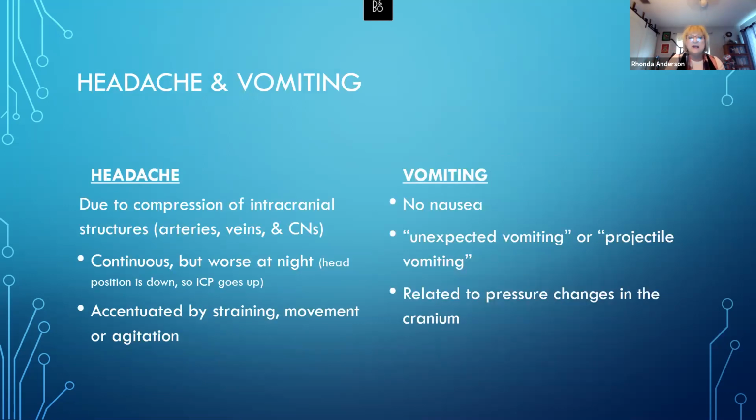Headache and vomiting. A headache is due to the compression of the intracranial structures, the arteries, the veins, the cranial nerves. A lot of times they'll complain of a continuous headache, but it's worse at night because the head position is down, so their ICP goes up. It'll be accentuated by any kind of straining, movement, or agitation. With the vomiting, there's no nausea. In fact, it can be completely unexpected vomiting, and it will be projectile. That's related to pressure changes in the cranium that stimulate the vomit center in the brainstem.